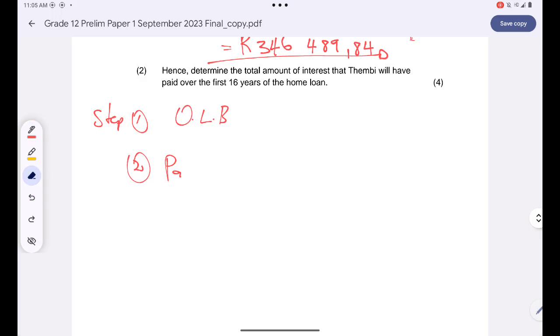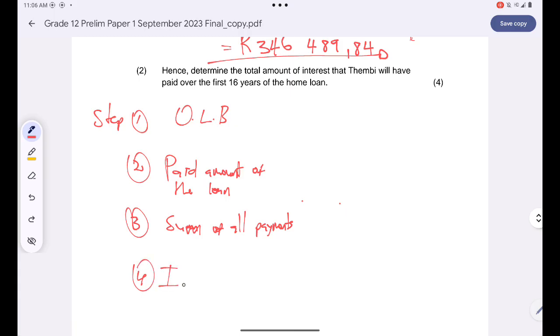Now, find the paid amount of the loan. And then step number 3, find the sum of all payments. And then step number 4, we are calculating interest now. Interest is always equal to step 3 minus step 2.